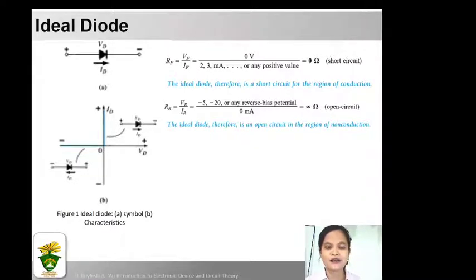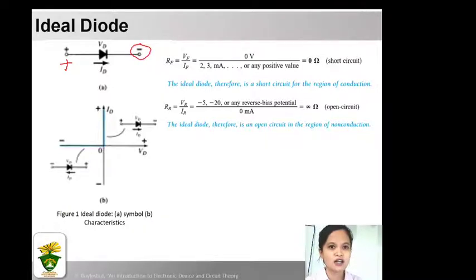I would like to reiterate: a diode is like a switch. A diode can act like a switch. It can be on or off. The ideal diode is a two-terminal device. The positive terminal is the anode, and the negative terminal is the cathode.